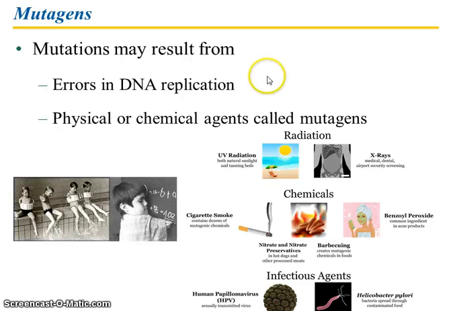So we've got these checks in place for DNA replication, but we've also got chemical and physical agents, these mutagens, that increase the rate of mutations. This is a really nice picture here showing radiation from the sun and X-rays, chemicals like cigarette smoke, and then infectious agents, they can increase the rates of mutations as well.